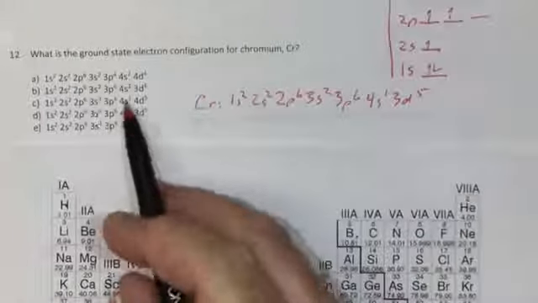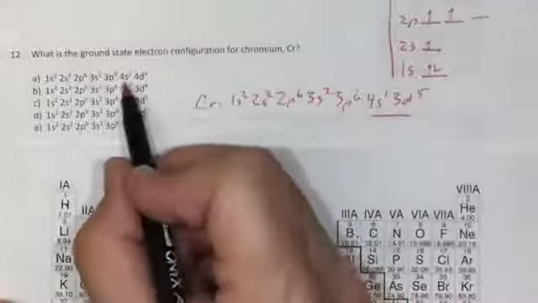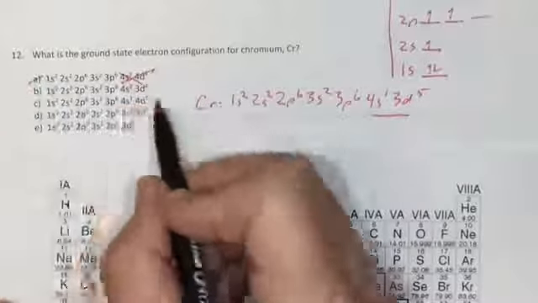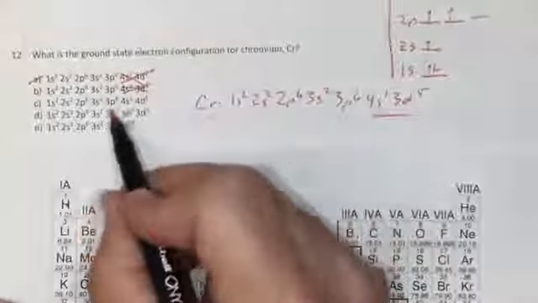Okay, so as I look at this, let's focus on these last two, to see how many got these right. This one says 4s2, 4d4, so that's wrong, so it can't be A. And 4s2, 3d4 forgot that this is an exception.